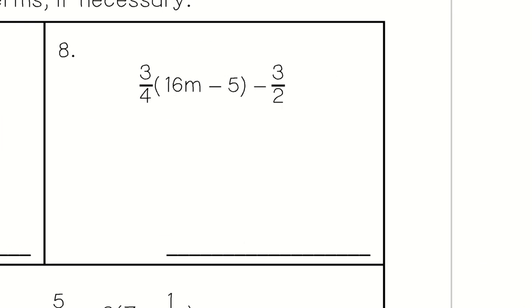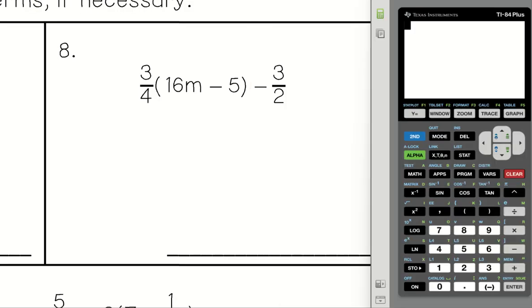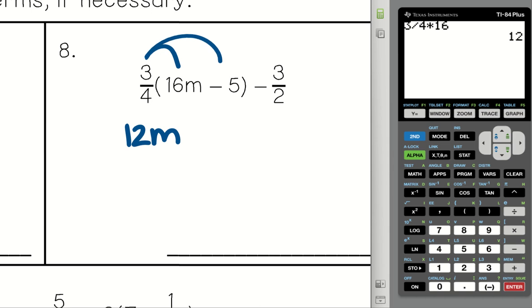All right, number 8. We've got 3/4 multiplied times 16m minus 5 and then minus 3/2. So again, we're not going to freak out when we've got fractions. We can use our calculator. All right, so we need to multiply 3/4 times 16. So 3/4 times 16 is going to be 12m. Then we need to do 3/4 times negative 5.